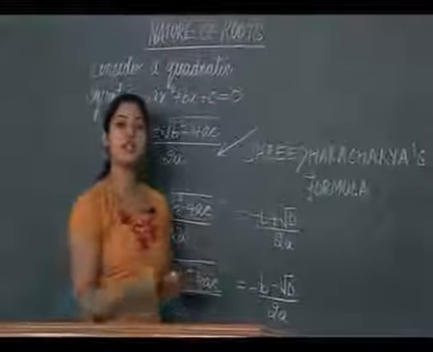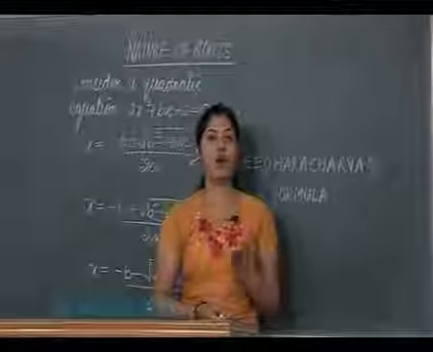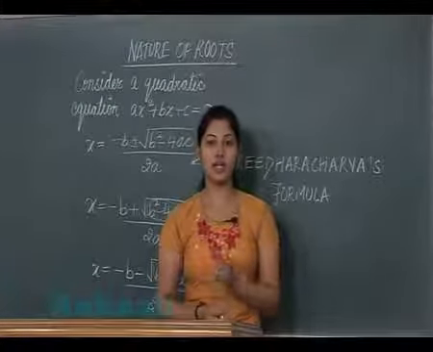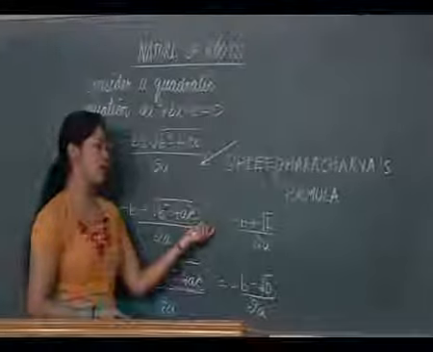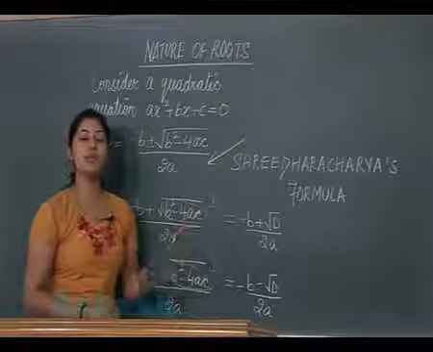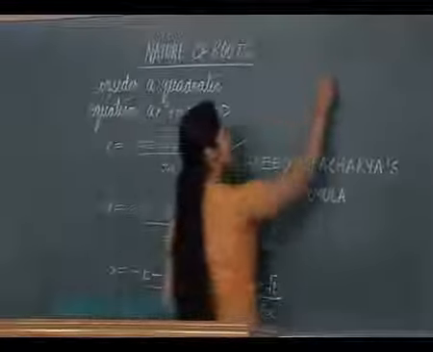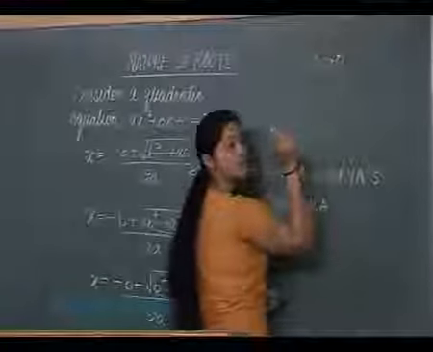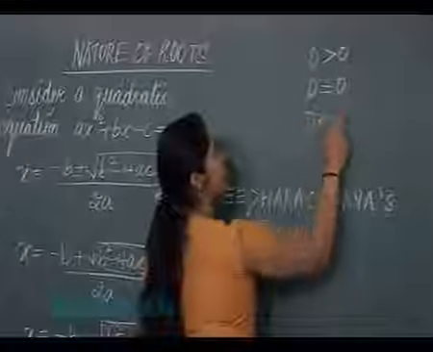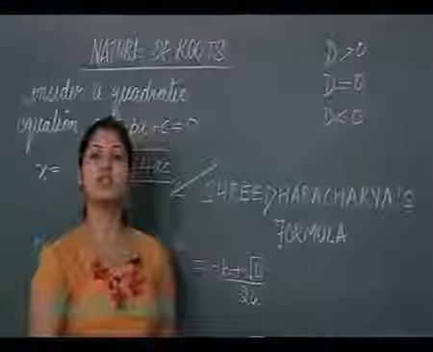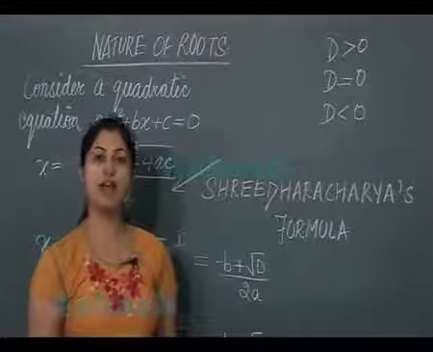This discriminant tells us about the nature of roots, whether the roots will be real or non-real, rational or irrational, equal or unequal. That is totally dependent on the value of D. Now discriminant or D can be of three types. First, it will be greater than 0, or it will be equal to 0, or it will be less than 0. So D is of three types. Now we will consider these three cases: greater than 0, equal to 0 and less than 0.